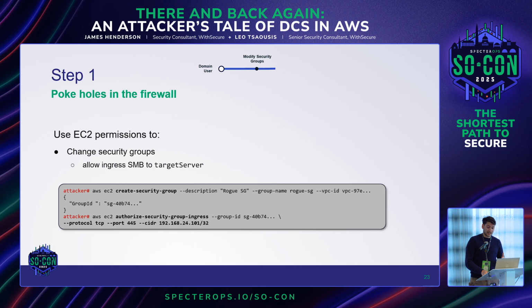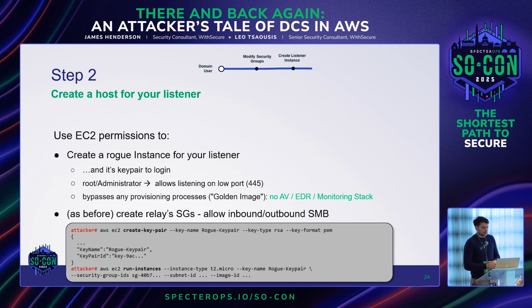We can do that by modifying the security groups to allow SMB traffic to reach the target server, or we can even create a new security group that includes that particular rule about SMB and enable that traffic to flow. To bridge that gap between the different VPCs, you can also create a rogue instance that will serve as your listener. To do so, you'll need to first create a key pair, as you're going to need to authenticate into that instance.